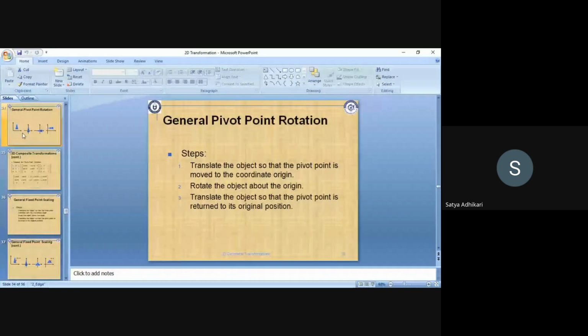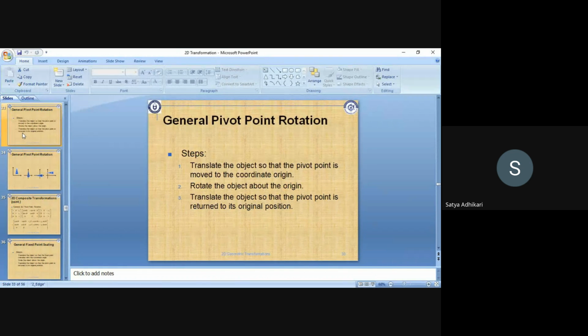Here, you see, general pivot point rotation. General pivot point, not the origin. If it is the origin, it is easy for us. Let us see. We have to follow these 3 steps. Translate the object so that the pivot point is moved to the coordinate origin. So we have to rotate at origin about the pivot point. First we have to translate that pivot point to the origin. Now the pivot point is the origin, so it is easy for rotation, which is done in the second step.